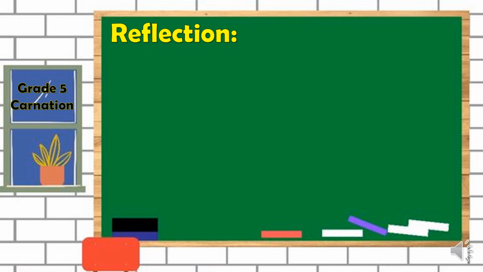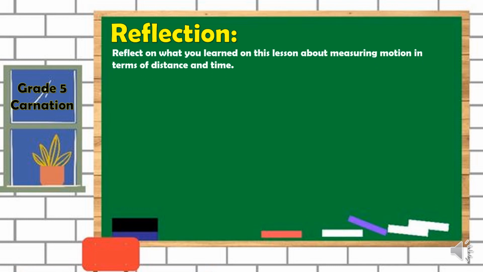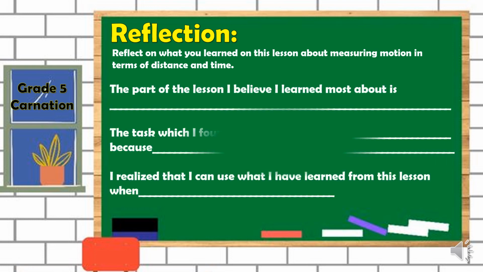For the reflection, reflect on what you learned in this lesson about measuring motion in terms of distance and time. The part of the lesson I believe I learned most about is blank. The task which I found most challenging is blank because blank. I realized that I can use what I have learned from this lesson when blank.